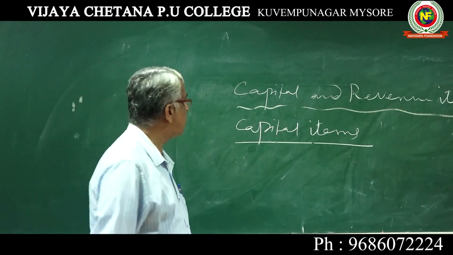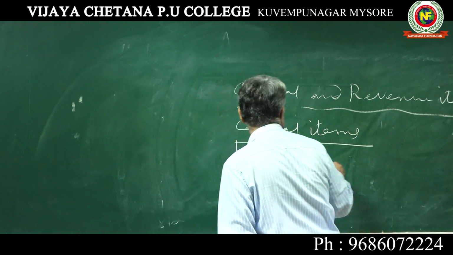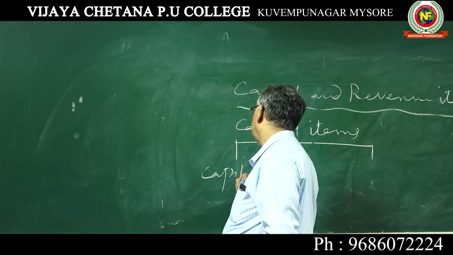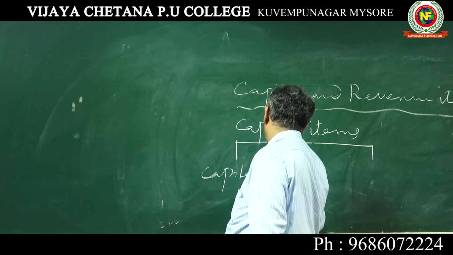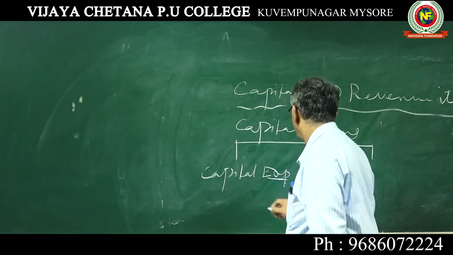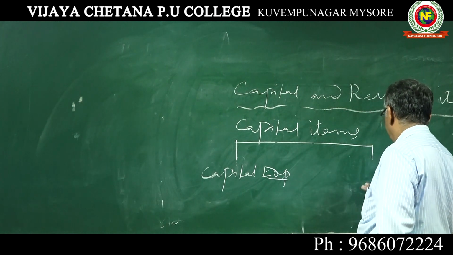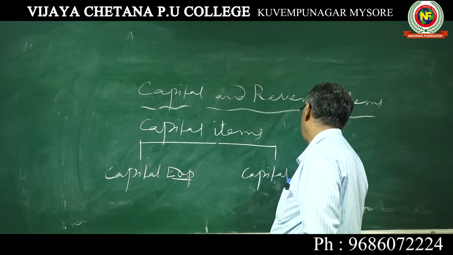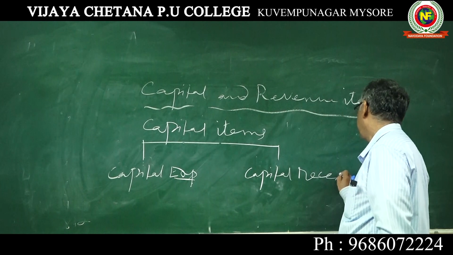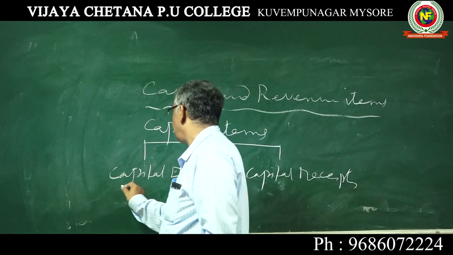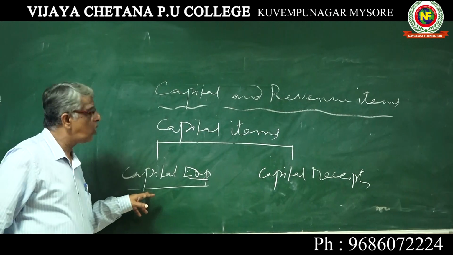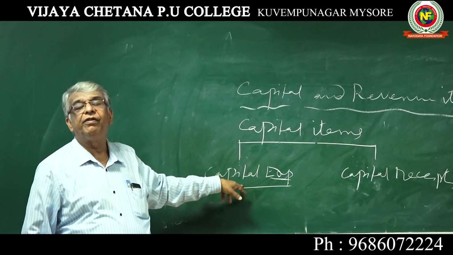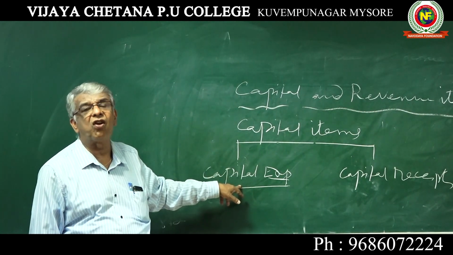Again, these capital items may be broadly classified into two types. They are capital expenditure and capital receipts. Capital expenditure is also called the expenditure which is incurred to acquire the fixed assets by a non-profit organization.